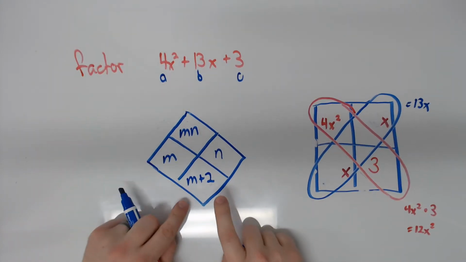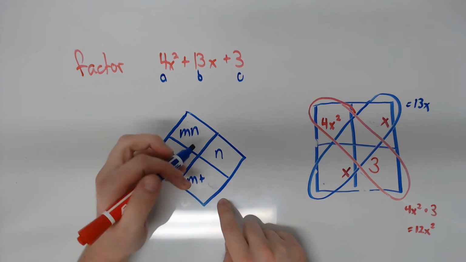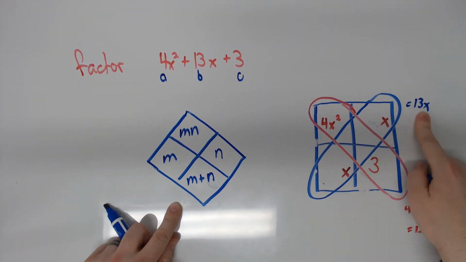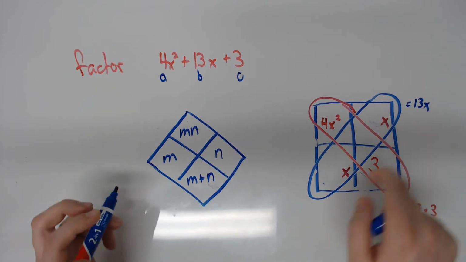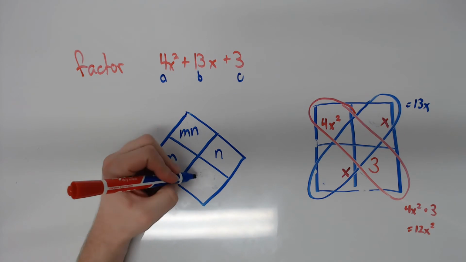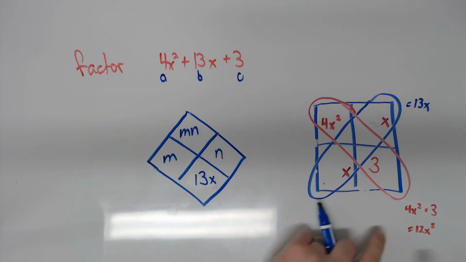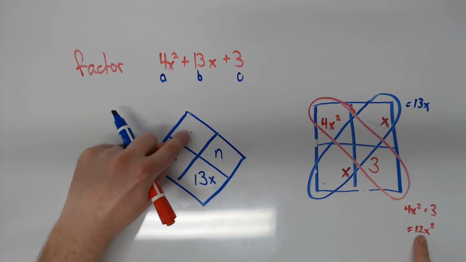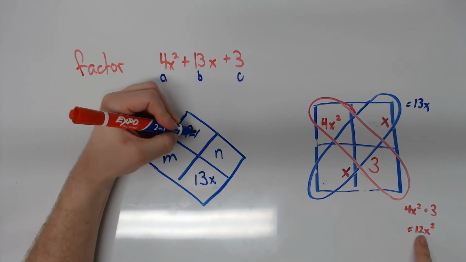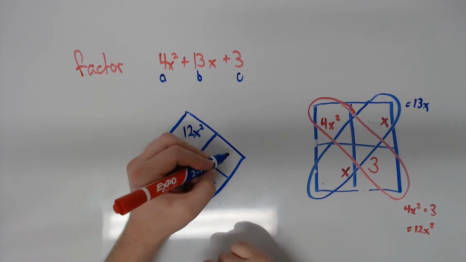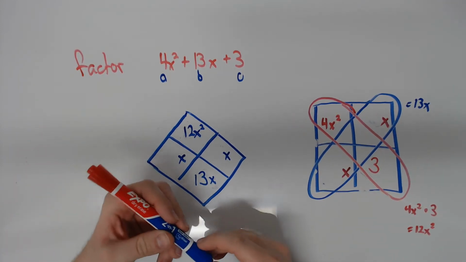So the sum for this problem is 13x. These two have to add up to 13x. So our diamond is going to look like 13x here. The product has to match the red one, 12x squared. We know M and N both have an x attached to them, but we need to figure out the numbers in front.